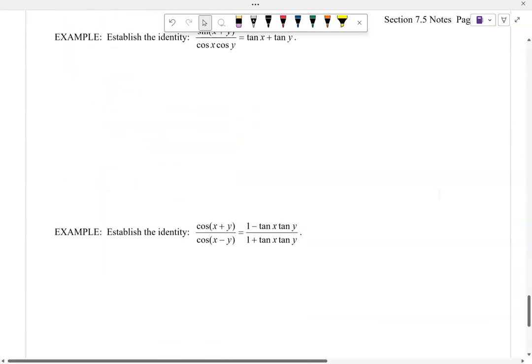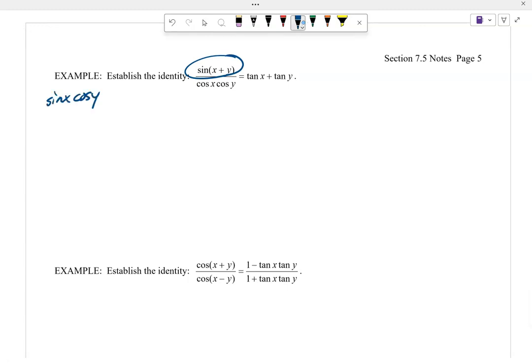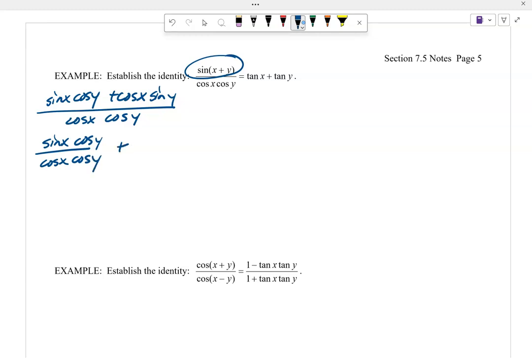A couple more here. How about this one? Sine of x plus y. So let me expand that numerator. I know that's sine x cosine y plus cosine x sine y, all over cosine x, cosine y. Now that's a common denominator, so let me write this as sine x cosine y over the denominator, and then plus the second term, cosine x sine y over that cosine x cosine y.